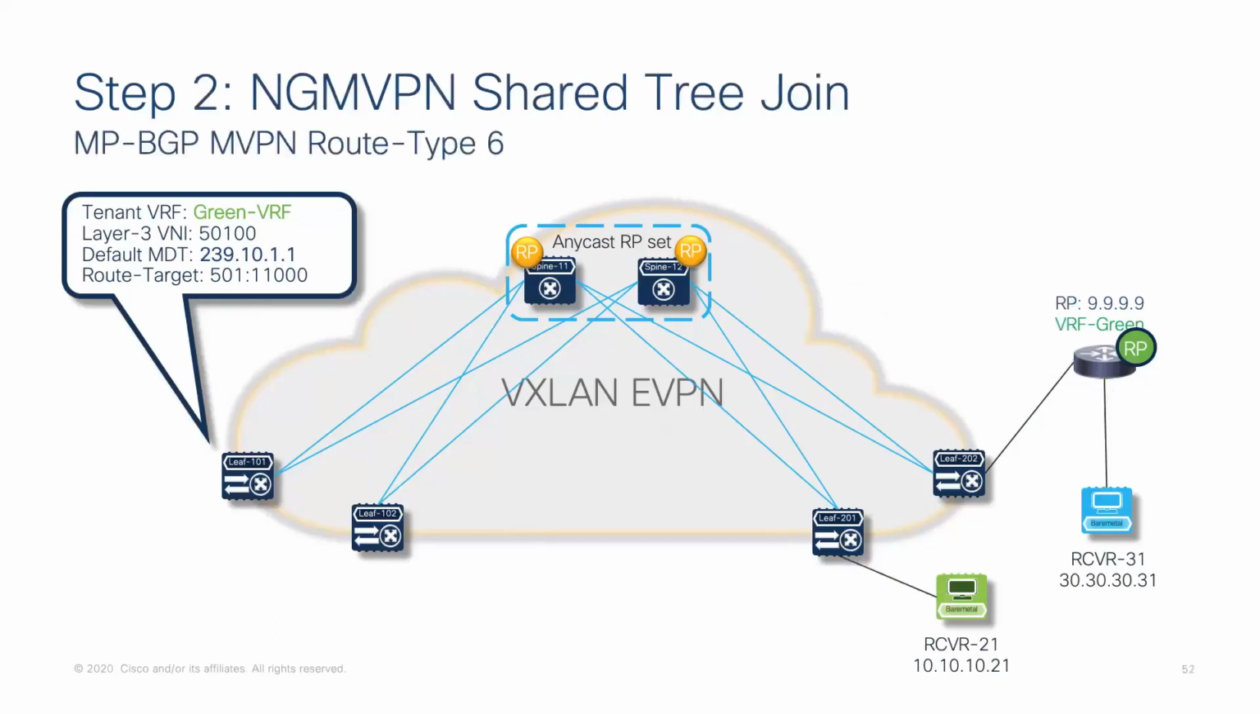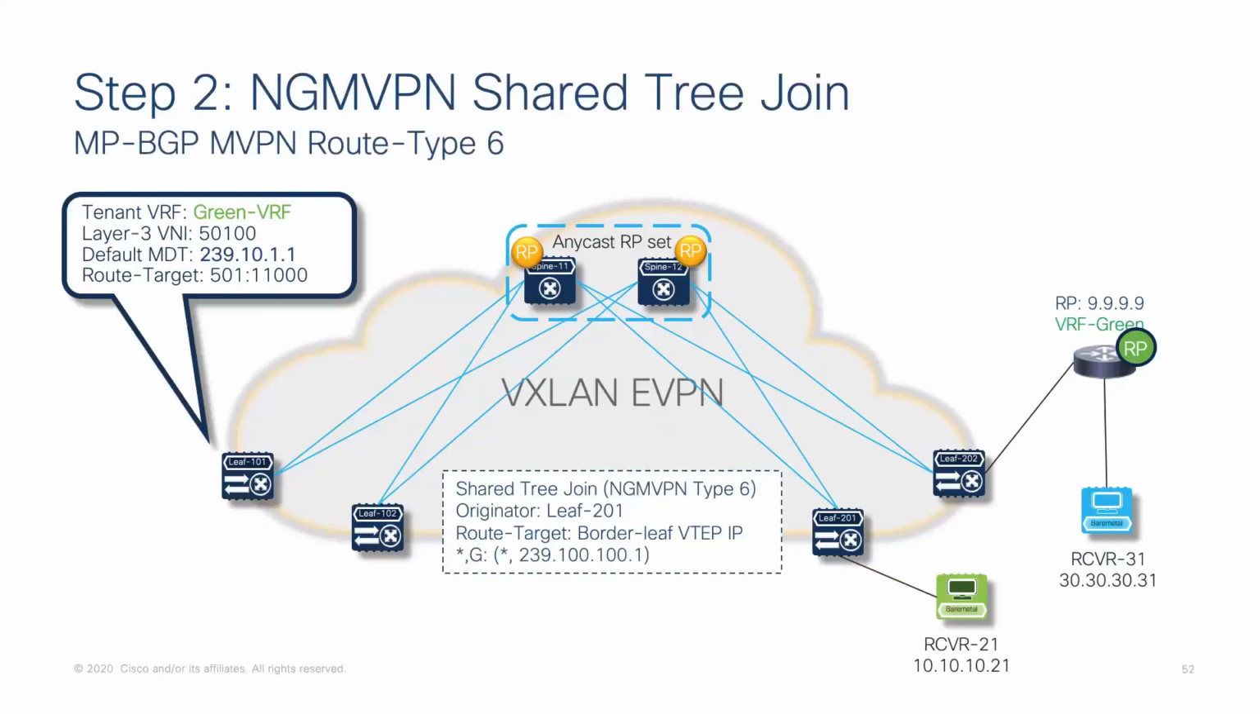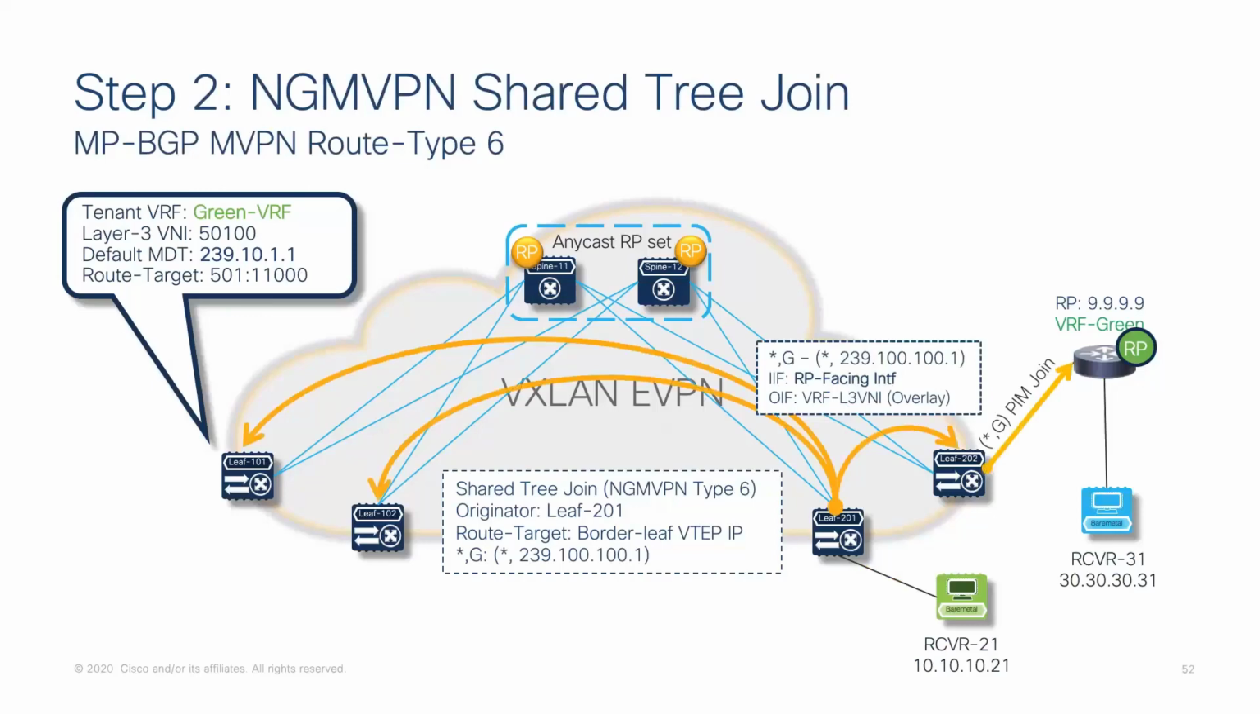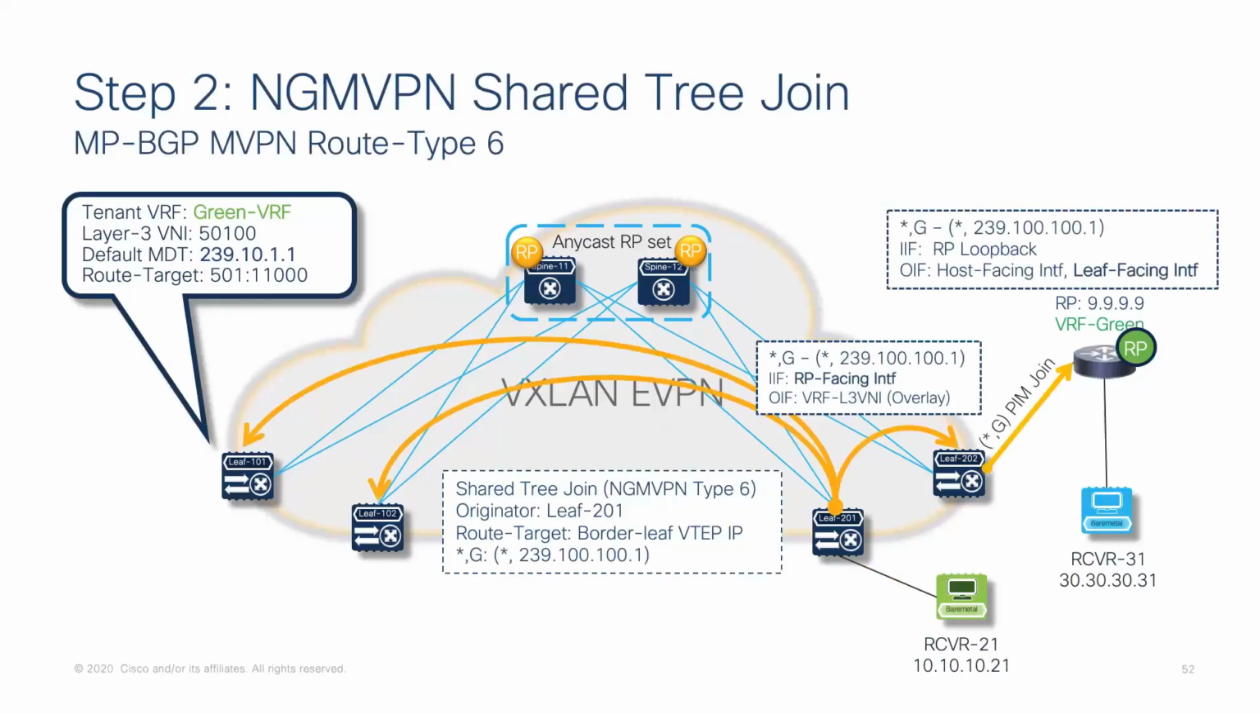Our leaf 201 will construct an MP-BGP MVPN route type 6, saying that, hey, no matter who you are, I have a receiver here. And this will be shared across each and every VTEP. The VTEP where you have a rendezvous point connected will also drop a PIM join for the *,G entry. That PIM join is done just to create or update the mRoute table with the leaf-facing interface on the rendezvous point. So at least the rendezvous point knows that right now we do have receivers somewhere behind this interface, somewhere in the fabric, if you like.